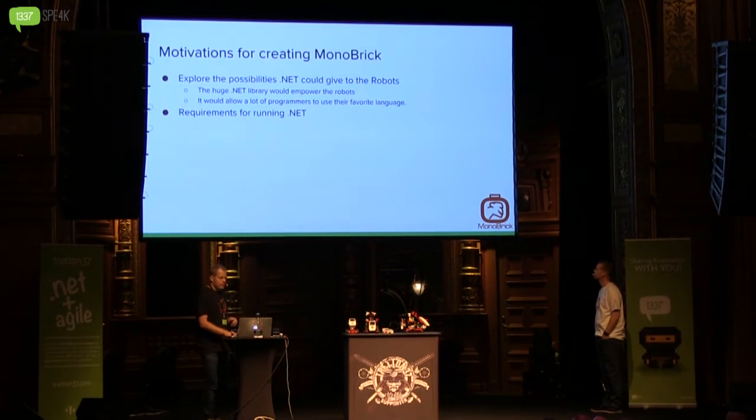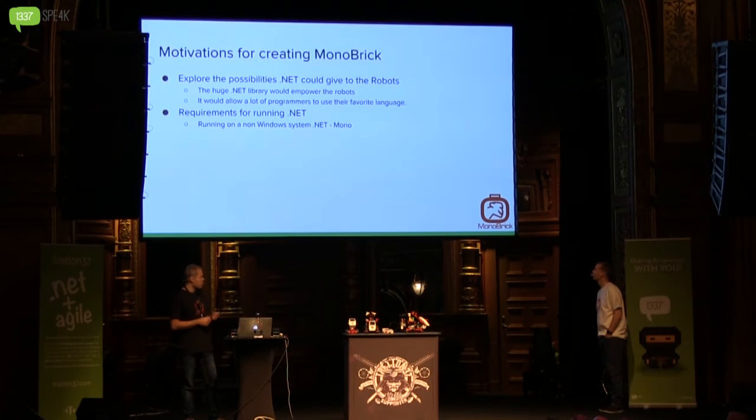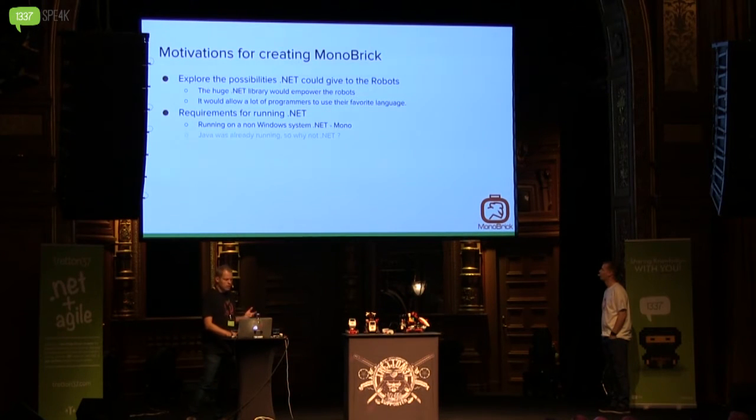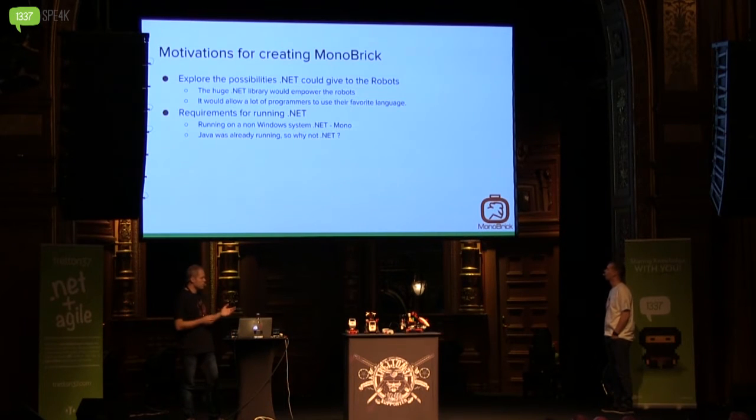So we were curious what kind of requirements were needed for running the .NET framework. The first thing was that it wasn't a Windows system, but we still need the .NET framework. But luckily, there's an open source project called Mono, which is an open source implementation of the .NET framework. We could see that Java was already running on the EV3, so why should it not be possible to actually use .NET?